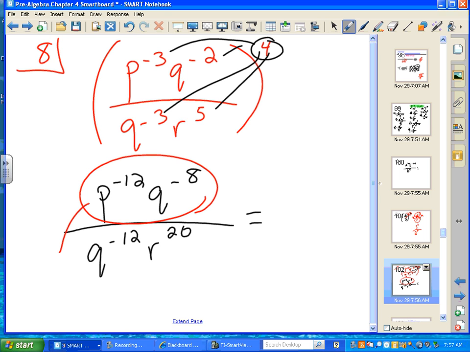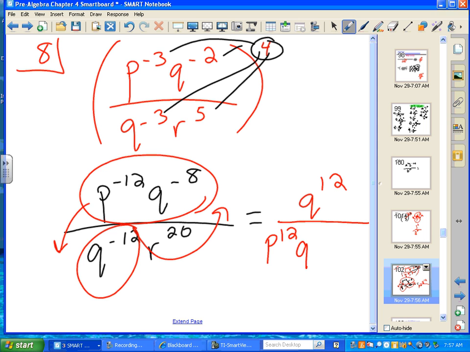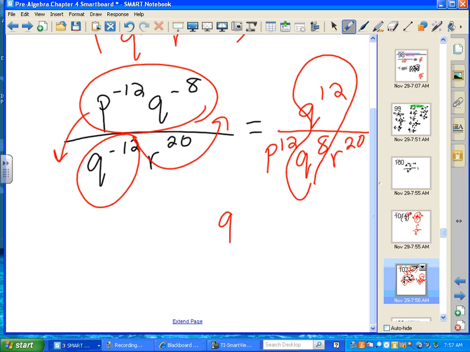Okay, that's why. So q to the 12th over p to the 12th, q to the 8th, r to the 20th. And then your last step is subtract the q's. 12 minus 8 is 4. Talk about them like they're people, right? Sean? Yes. So when you subtract a numerator minus a denominator, it always goes on top. It always goes on top. Now, when you subtract and it goes on top, if it's negative, then you switch it to the bottom.